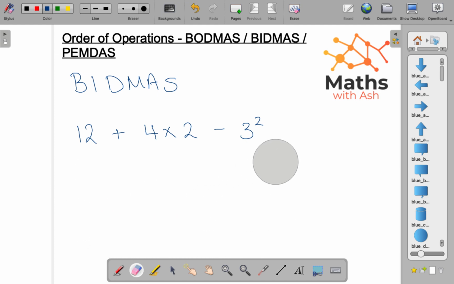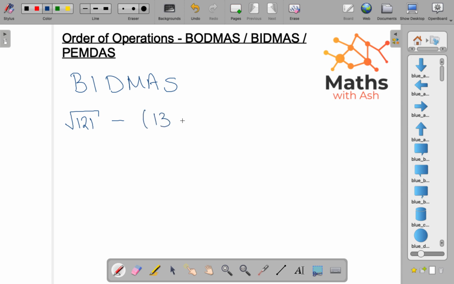Now let's try something a bit trickier. So let's say we have the square root of 121 minus bracket 13 minus 5 times 2 all squared. So B is brackets. So we're going to look at the brackets first. So we have 13 take away 5 times 2.